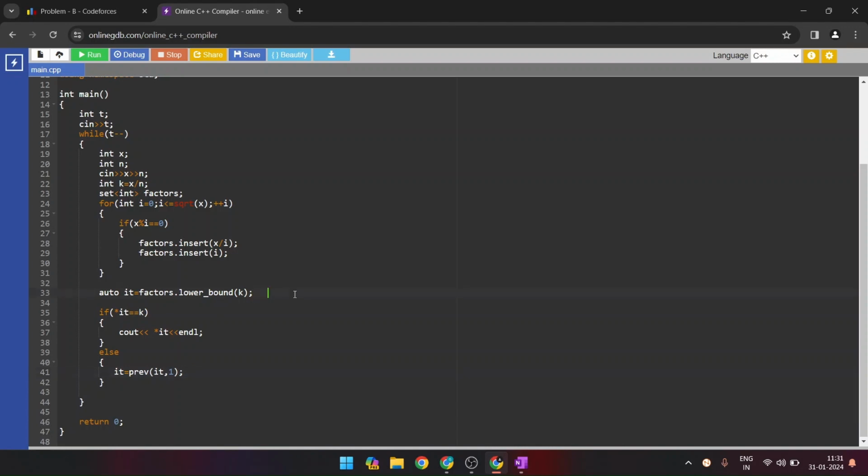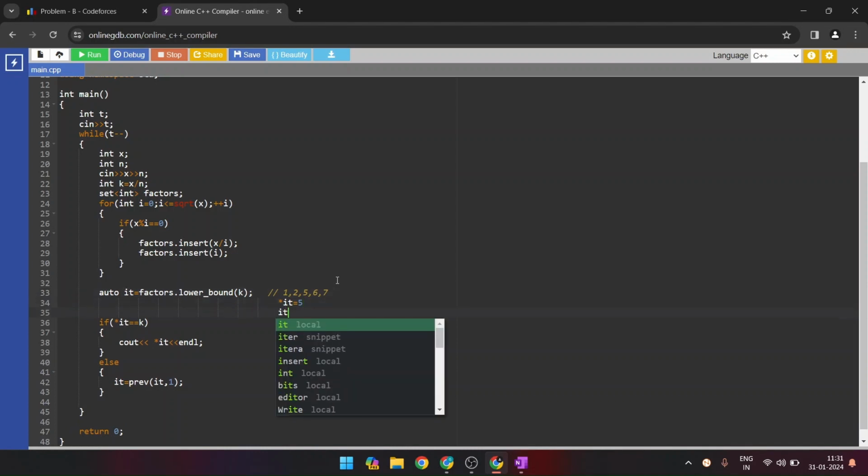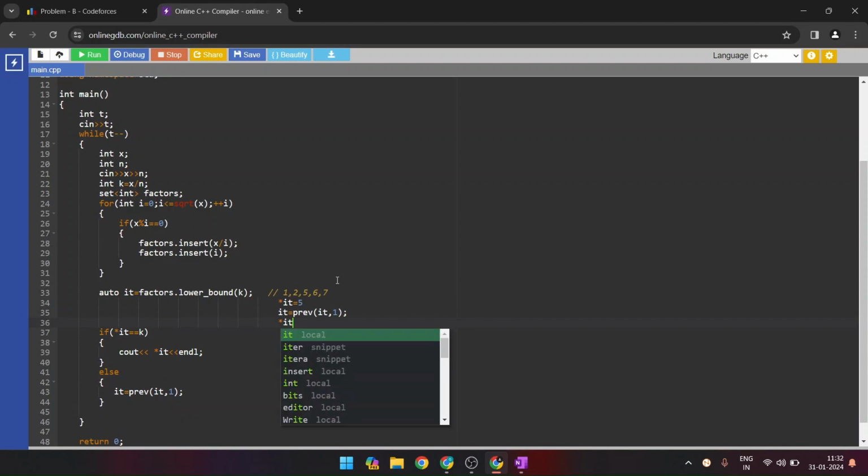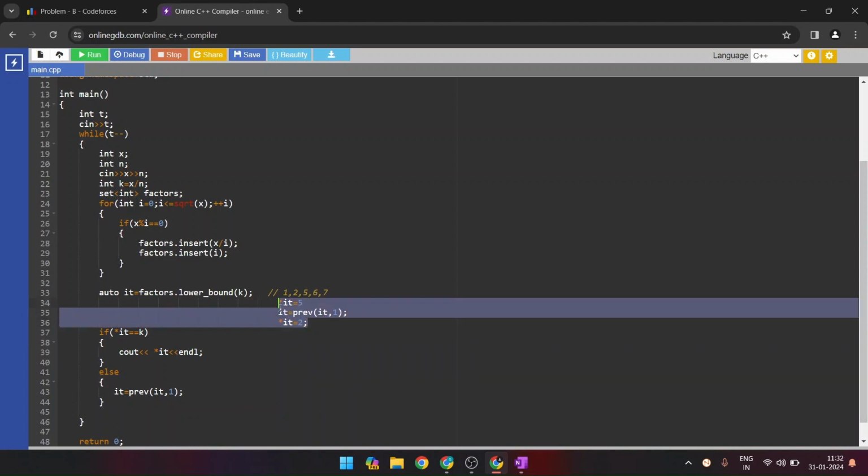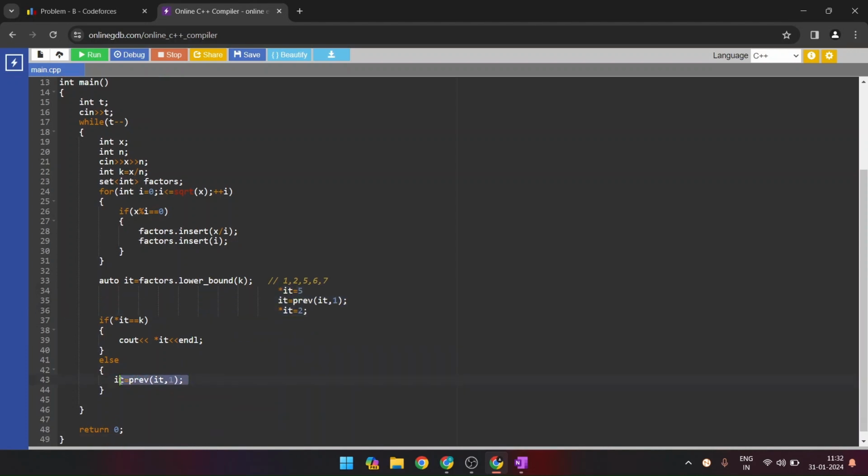So let's say you have a set like 1 2 5 6 7. If I'm finding the lower bound of 4, the star of it would be equal to 5. But using prev of it comma 1, now my star would be equal to 2. This is how it works. So now I'm pointing to the element lesser than k. I would just print it out. Yes, my answer is done and the question is done.